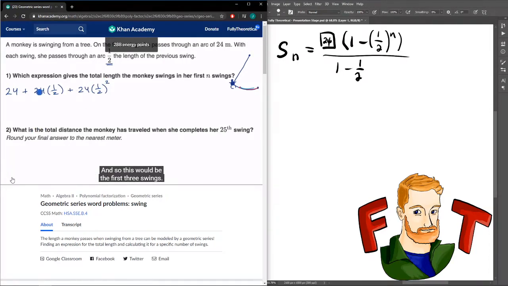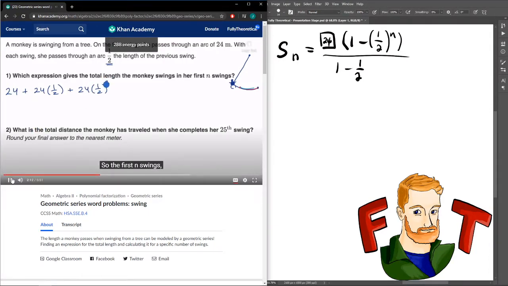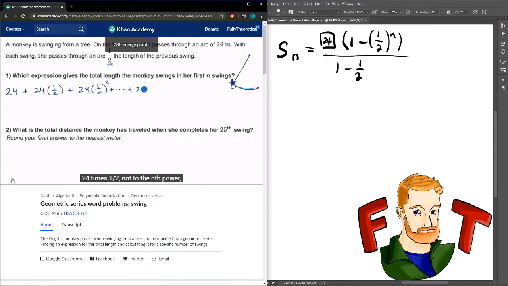And so this would be the first 3 swings. Notice that the exponent here we got to the second power. So for the first n swings, we are going to get to 24 times 1/2, not to the n power, but to the n minus 1 power. Notice after 2 swings, we only get to 24 times 1/2 to the first power. After 3 swings, to the second power.